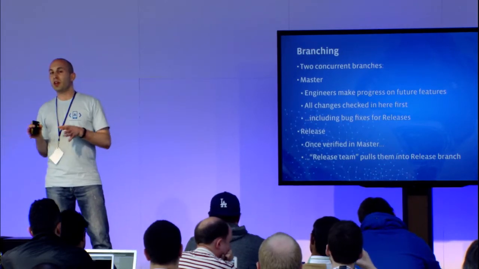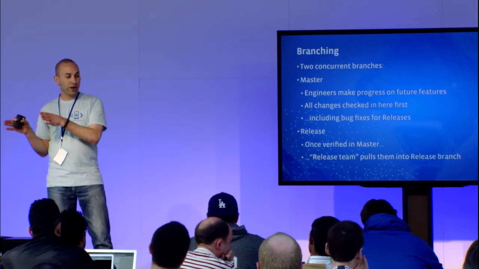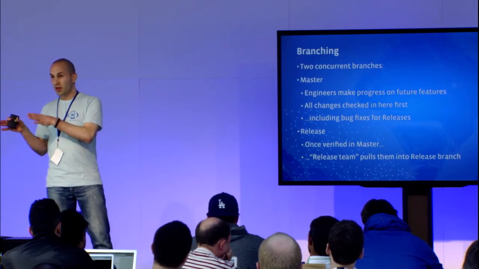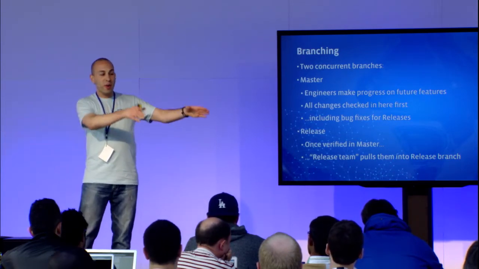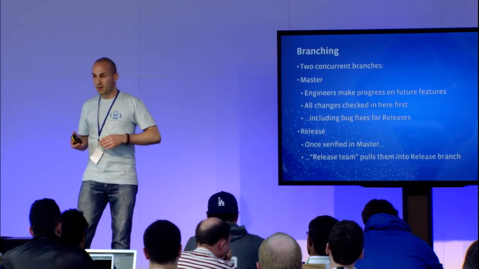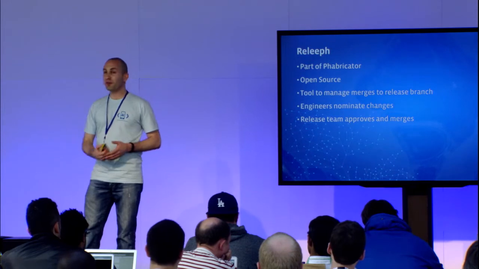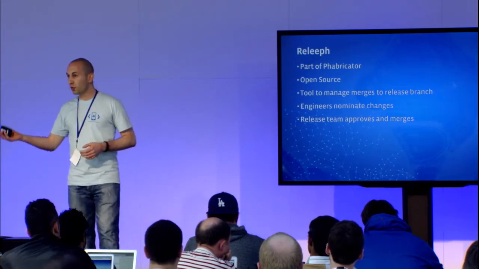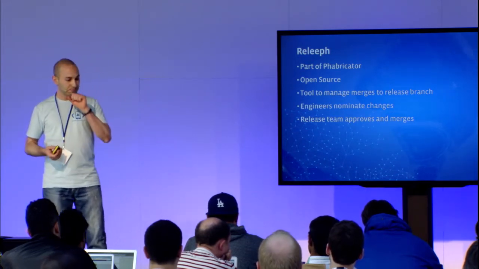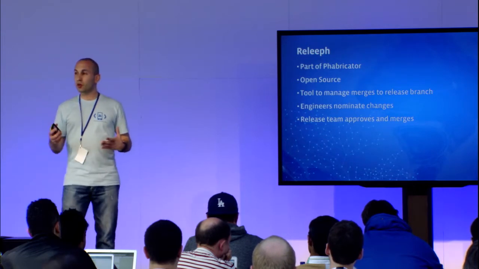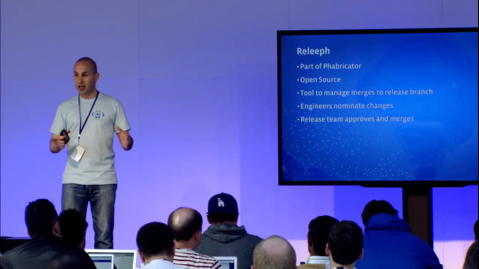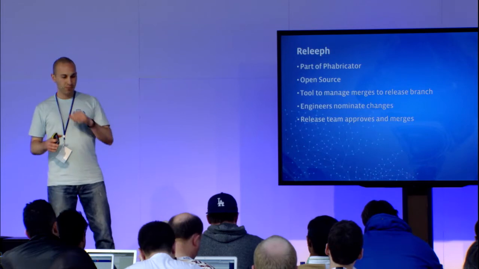And then the release team goes and uses a tool that I'll talk about in a moment called Relief that pulls those changes automatically into the release branch. And so Relief, again, part of Fabricator, open source, just open source about a month ago, I believe. And it's a tool that's specifically meant to manage this workflow. It's meant to merge changes from a master branch into a release branch.